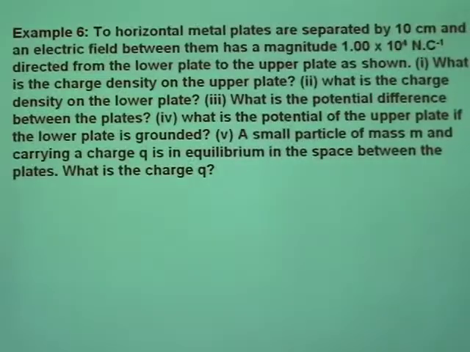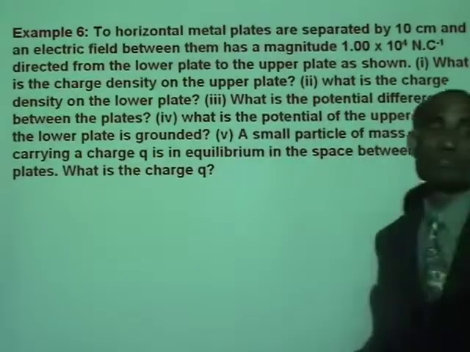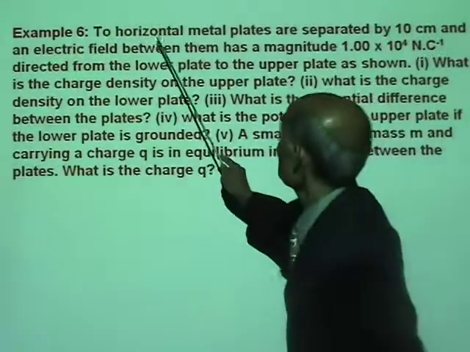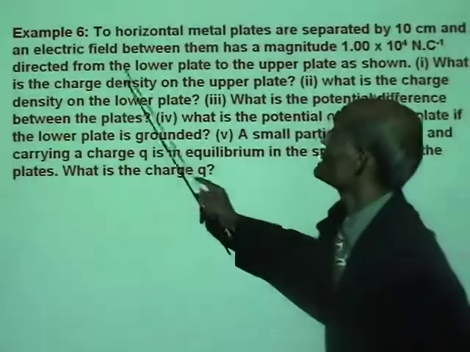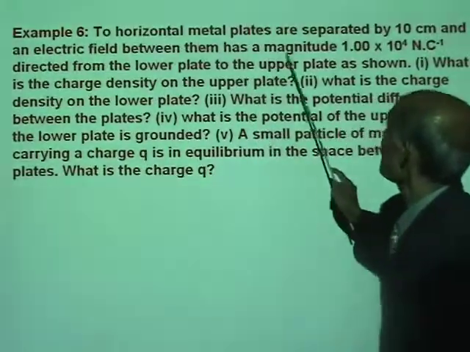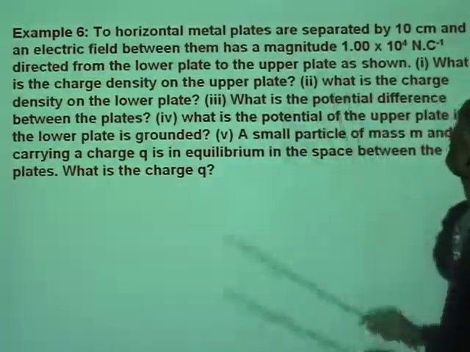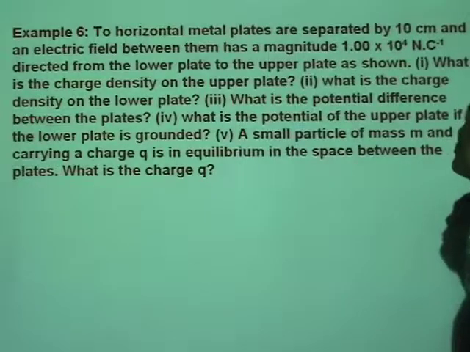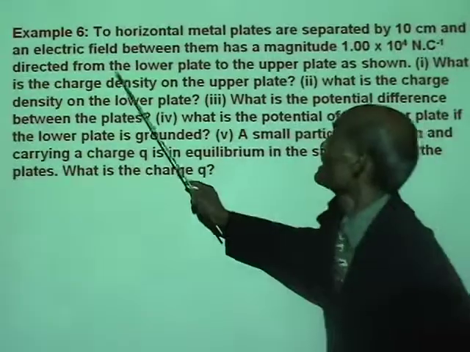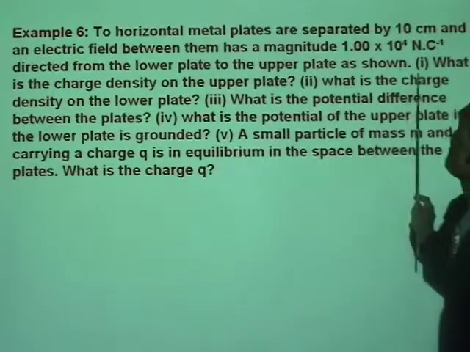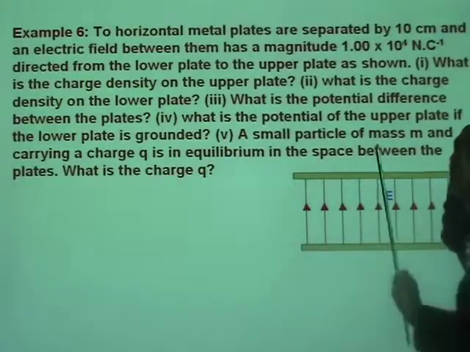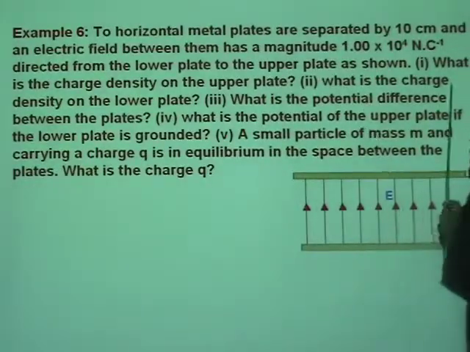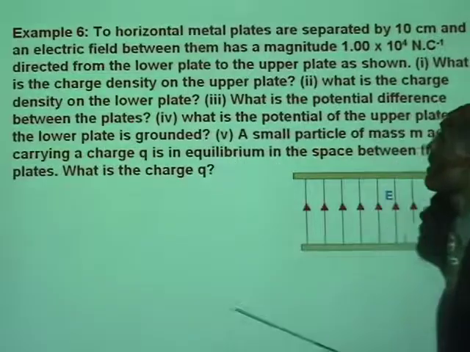Alright. Let's see if we can do this problem before closing. Two horizontal metal plates are separated by 10 centimeters, and an electric field between them has a magnitude of 1 times 10 to the 4 newtons per coulomb, directed from the lower plate to the upper plate as shown like this. Two metal plates separated so that there's an electric field like this. What is the charge density on the lower plate?